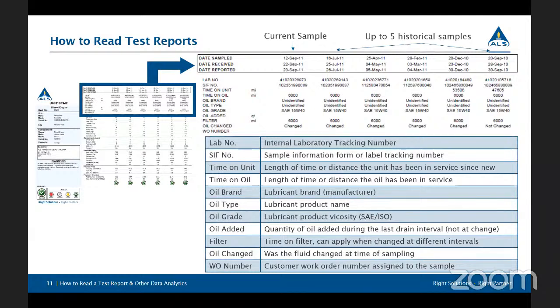But as that filter gets changed, we can show it as changed and then record the hours that are on that filter. Then we will actually list below that whether or not the oil was changed when that sample was taken. And then below that is a customer work order number. Now that's something that you're able to provide as a customer. You can list it on the information form or when you do an online submission. And that makes it a lot easier for you when you're looking at this report to line it up against a work order that was performed maybe for like a PM. So maybe there was a lot of work done on a component, and that oil sample was just one small part of it. That allows you to then reference back to what other work was possibly done.